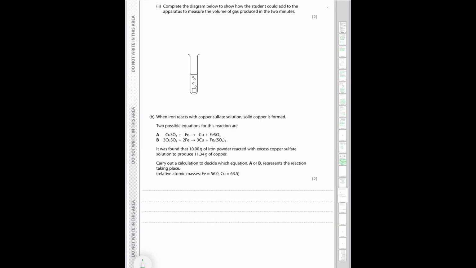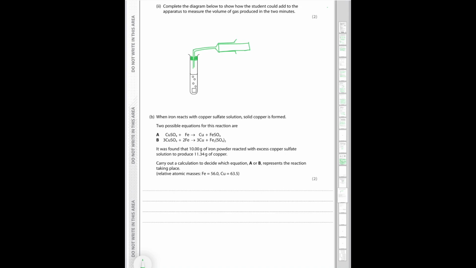So in this question, we're told that we need to complete the diagram to show how the student could add to the apparatus to measure the volume of the gas produced in 2 minutes. So to collect the gas, we will need a delivery tube, which is connected to our gas syringe. So we would draw our gas syringe like this, and then we would draw the middle part of our gas syringe there. But the second thing is we need to make sure that we have a bung that is connected to the top of our test tube so no gases escape into the atmosphere.